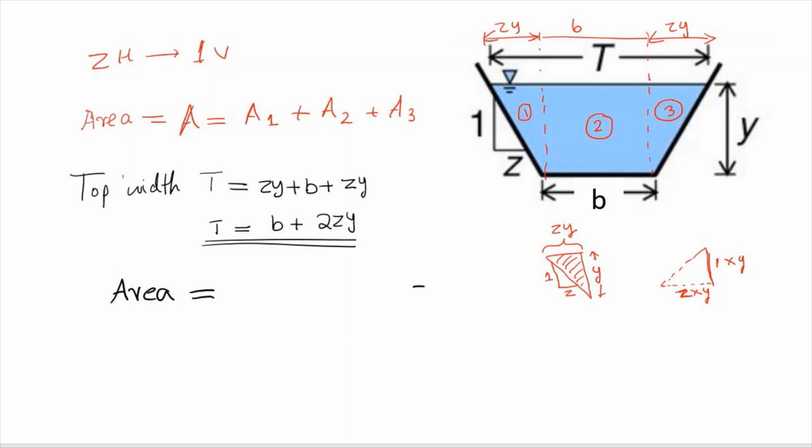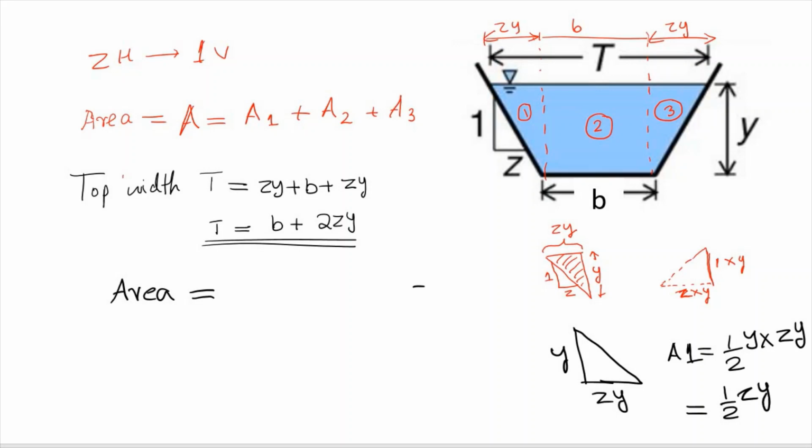So we have divided this trapezoid into 3 sections. First section is a triangular section. Second section is rectangular section. Third section is another triangular section. So I am just drawing this triangular section separately. Okay, we have base zy and altitude y. So the area of the triangular section, that is A1, is equal to half into y into zy, which is equal to half into zy square.